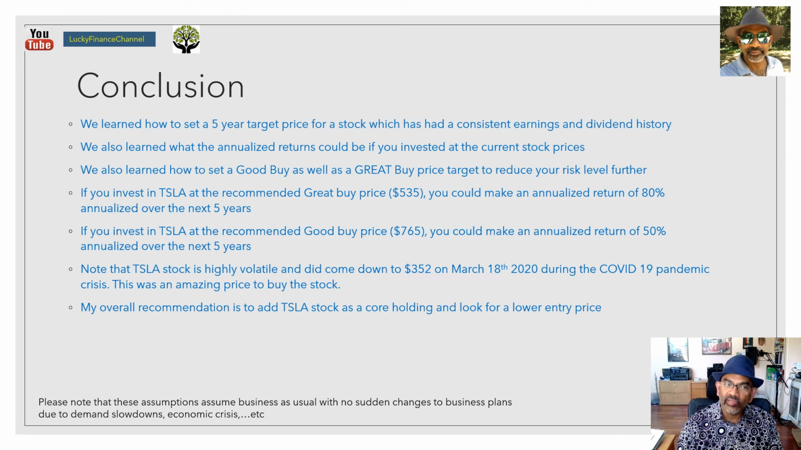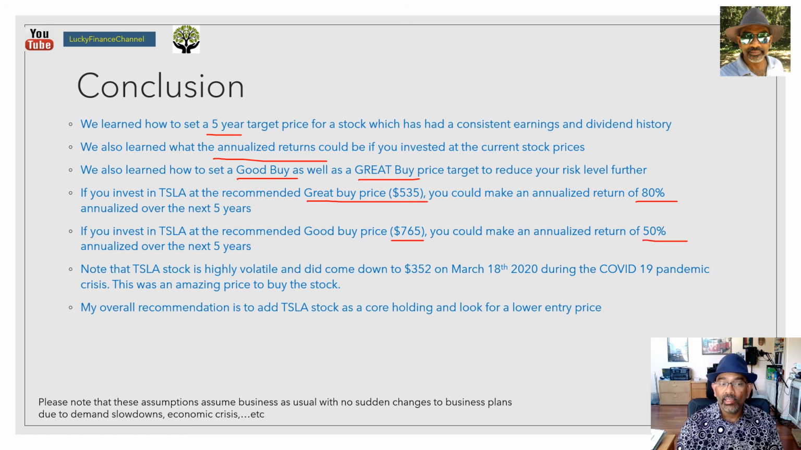How to set a 5-year target price on Tesla. We learned what the annualized returns could be if you invested at current prices. We also learned what a good buy and a great buy price would be. A great buy price for Tesla would be around $535. And actually, if you bought it at $535 and it goes up to the $2,680 price target I gave you in 5 years, that would be an annualized return of 80%, which is amazing. But even if you invested at $765, you could still make an annualized return of 50%, which is still really great.